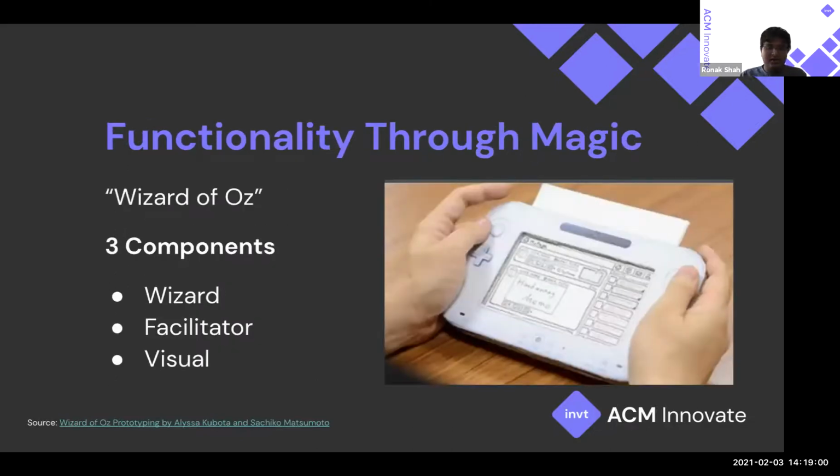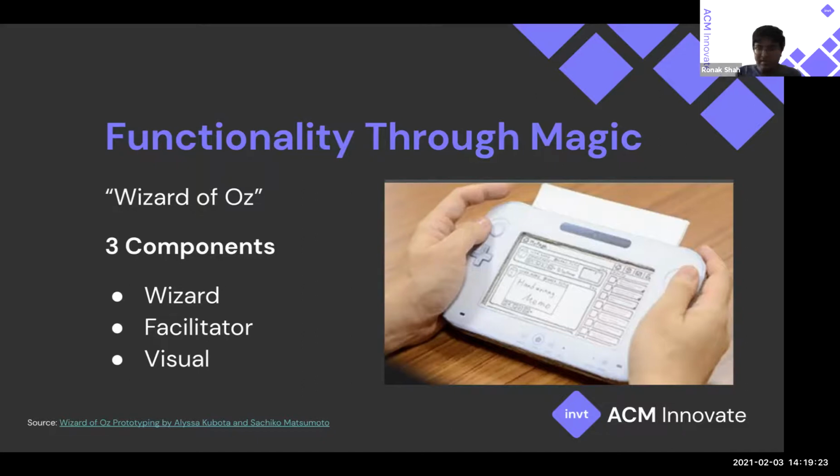The idea of how to build a paper prototype is Wizard of Oz testing. If you've taken COGS 120, they also talk about this a little bit. Basically, the idea of Wizard of Oz prototyping is you have a wizard, which is the magic that actually changes things around, a facilitator, someone who tells you how the product is going to work, and some kind of visual to help the person use it.